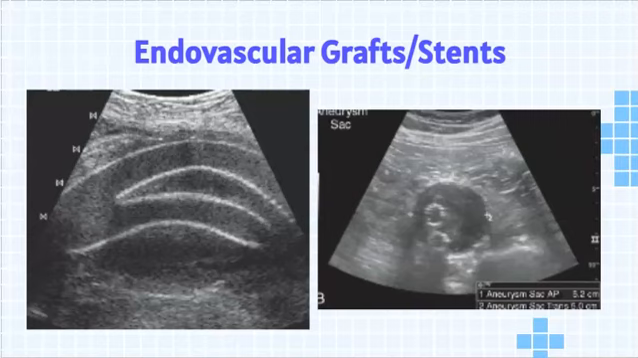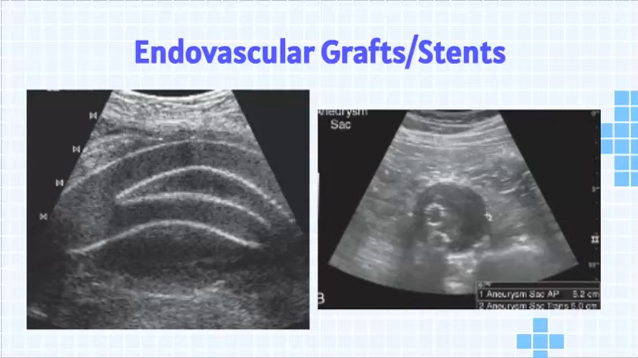The graft is actually inserted into the groin via the femoral artery, and it appears echogenic with sonography. So here we can see the echogenic outline in the sagittal plane of our endovascular graft. And then here it is in transverse, so we can see our aneurysm around our little grafts.